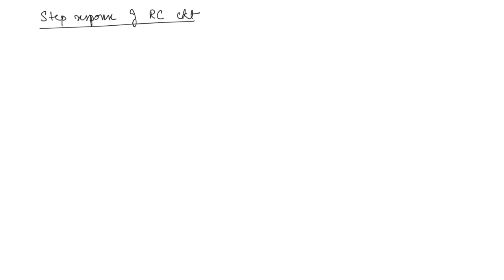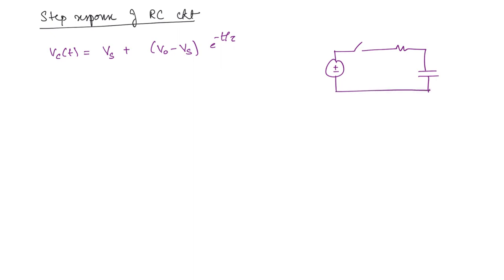So if you see the voltage, we saw that Vc of t is equal to Vs plus (V naught minus Vs) e to the power minus t by tau. Now what was the circuit? This was the circuit: Vs, R and C. So what was the final voltage across the capacitor? It was Vs. This result we got from the mathematical analysis. But if you remember, I told you that the capacitor will act like an open circuit to DC values. So that is the steady state condition.